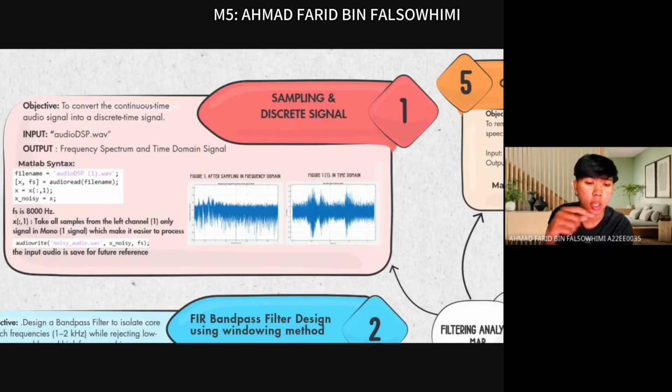Assalamualaikum. Today I will explain about the sampling and discrete signal. Before we go through it, we need to sample our audio first. On this slide, I will explain the process of sampling and converting the audio signal into the discrete signal.